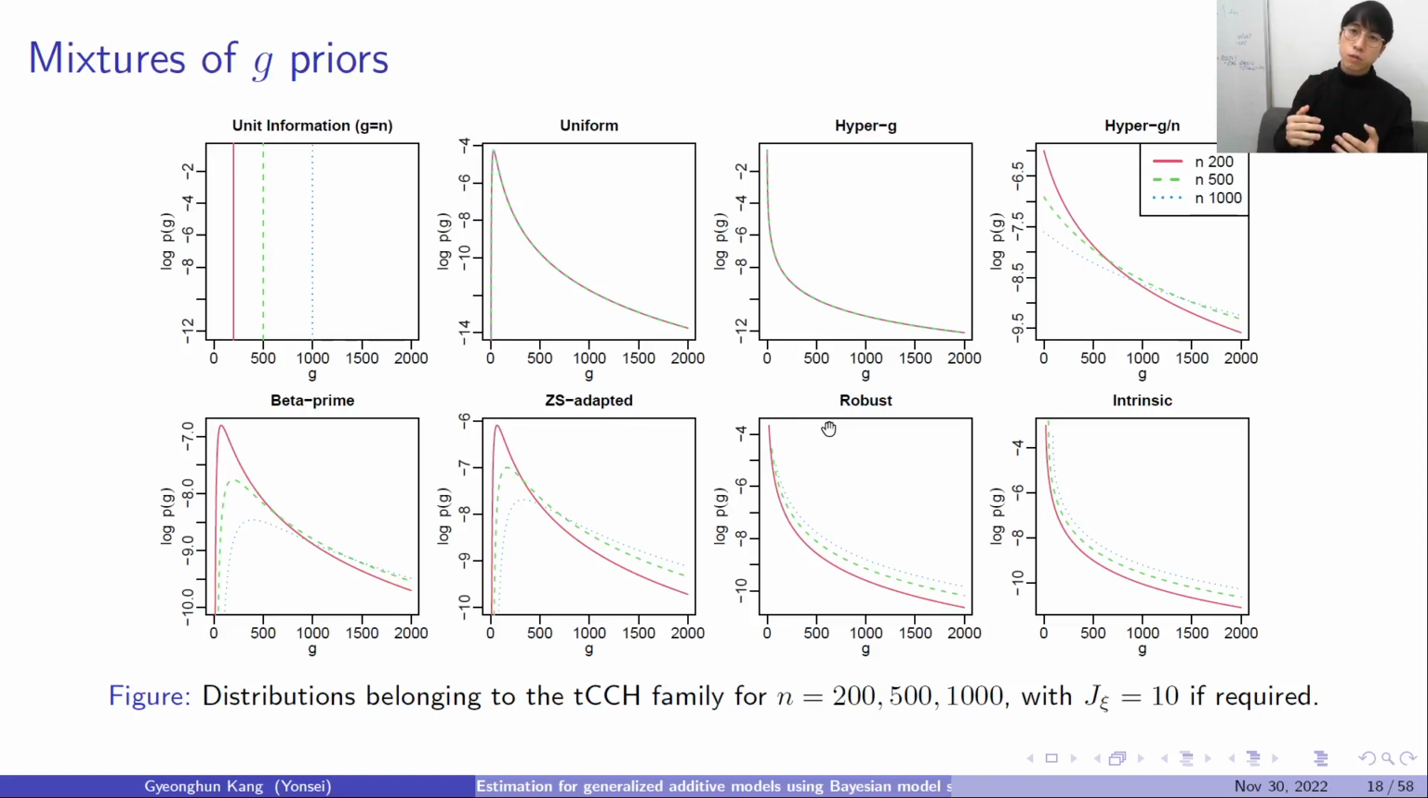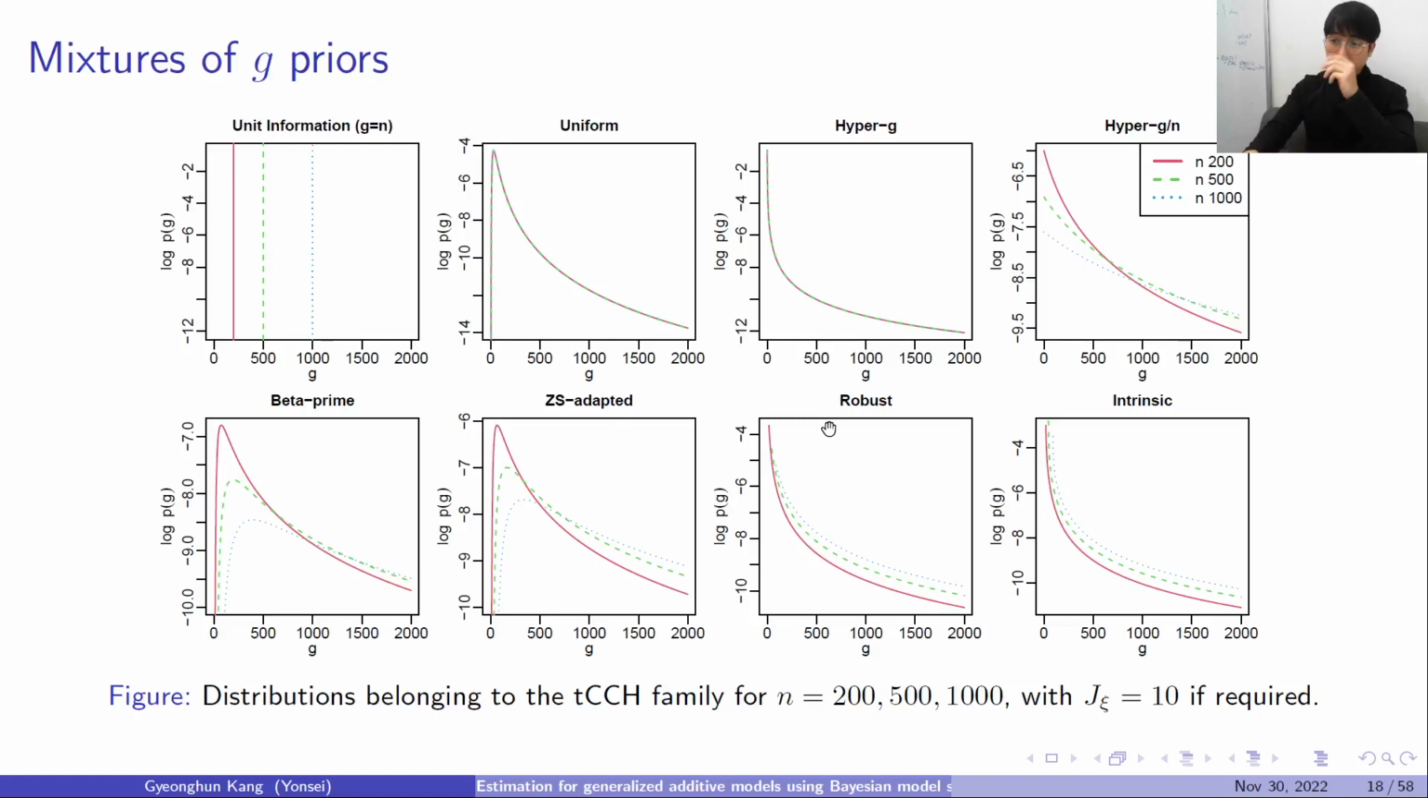Some priors would tend to produce too complex function estimates, and some priors would lead to too simple function estimates. We want to figure out which choice of g is ideal for our purpose, and we're going to touch on that later in the third section.